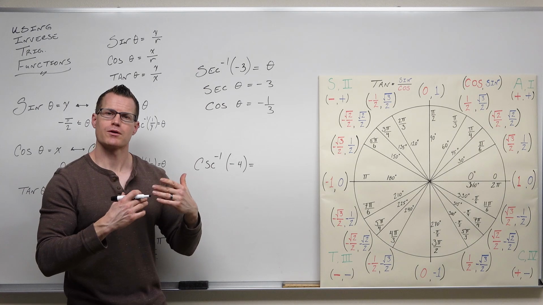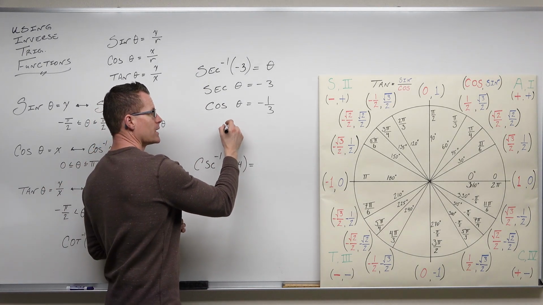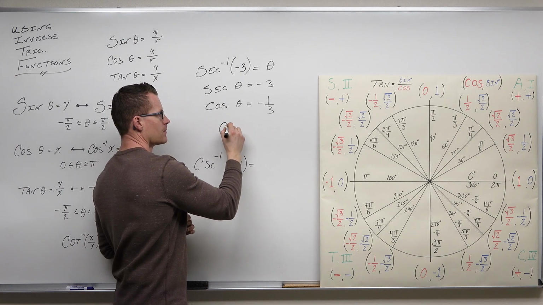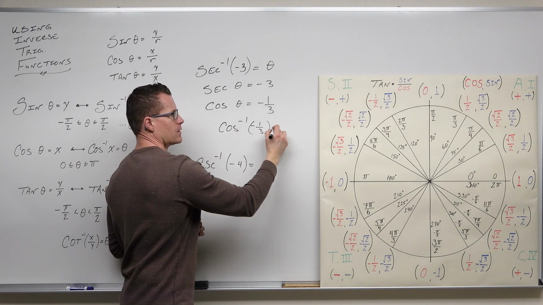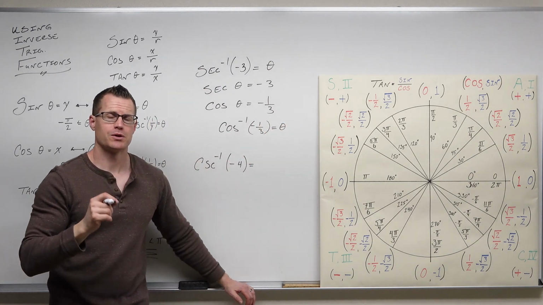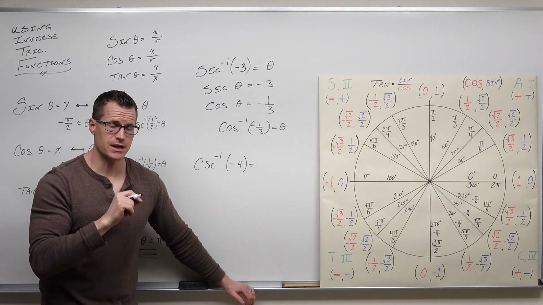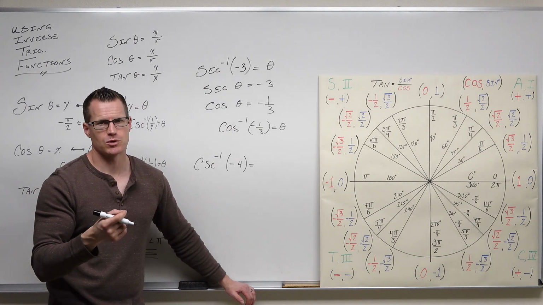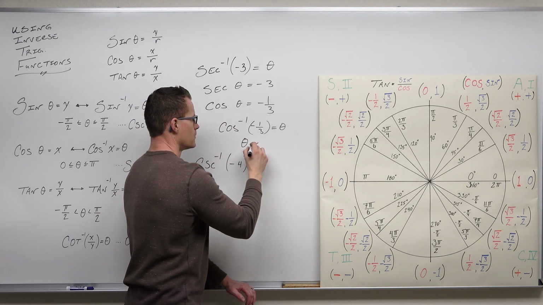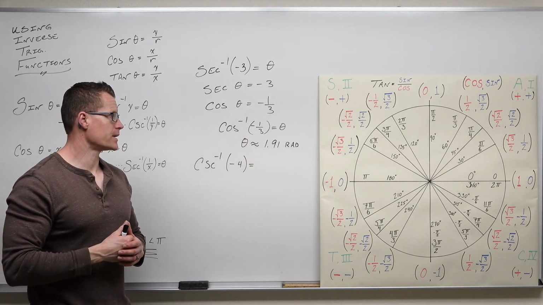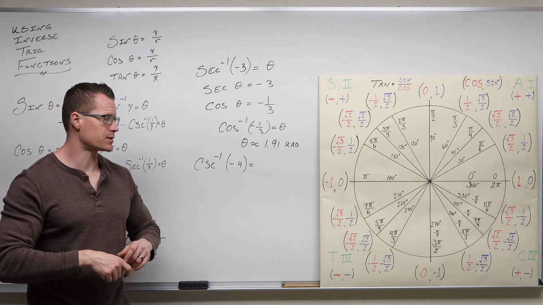And so if we want to find theta, remember that cosine theta equals negative 1/3 if and only if cosine inverse of negative 1/3 equals theta. Put your calculator in radians and press cosine inverse of negative 1/3, and that will give you a decimal approximation for this angle. That's about 1.91, but it is radians. Make sure your calculator is in radians. This is going to give you out radians.